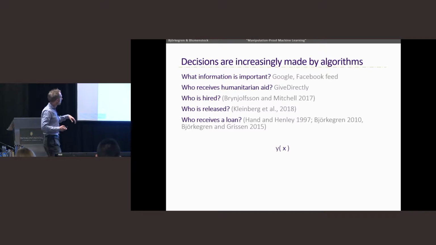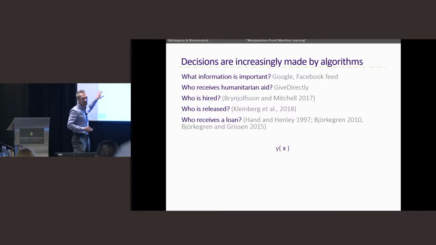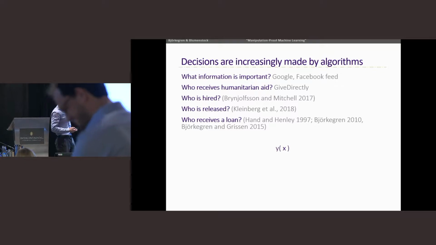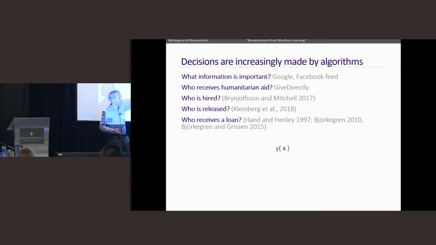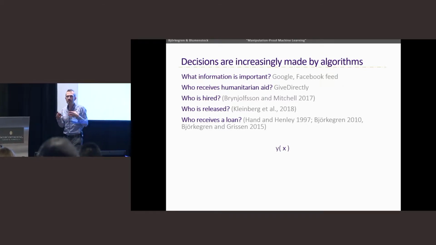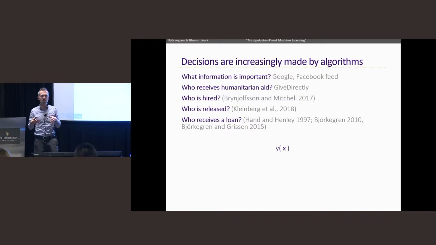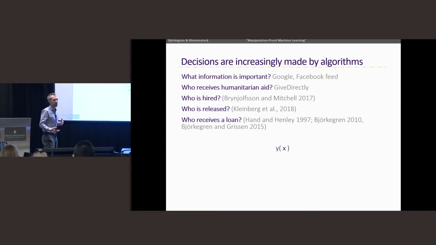Great, so across many different domains, machines are being used to make important decisions, who's hired as well as who receives humanitarian aid. In all of these cases, some aspect of an individual's behavior, some X, is fed into a decision rule to make some decision Y.